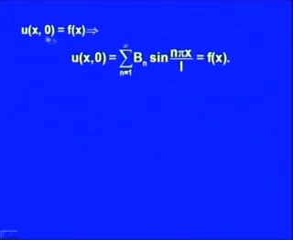Now, we have assumed that the initial shape of this string, the elastic string, is given by the curve u = f(x). So u(x,0) = f(x) implies, if you put t equal to 0 in equation number 1, what you get is u(x,0) = sum from n equal to 1 to infinity of B_n sin(nπx/L), which is equal to f(x).